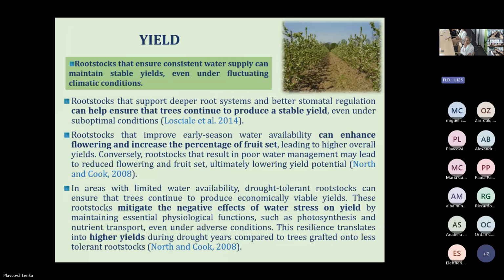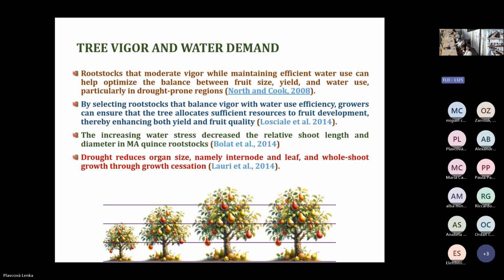Rootstocks that ensure consistent water supply can maintain stable yields even under fluctuating climatic conditions. There are many indirect influences of rootstocks and water availability that finally influence the final pear yield. So rootstocks that have a deeper root system and better stomatal regulation can help ensure that trees continue to produce a stable yield. And better water availability can enhance flowering and increase the percentage of fruit set, which finally influences the yield of pears. Also, there are findings that say that drought-tolerant rootstocks mitigate the negative effect of water stress on yield, which finally translates into higher yields in pear orchards.